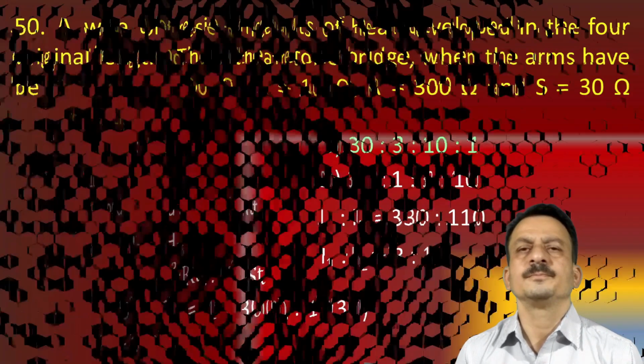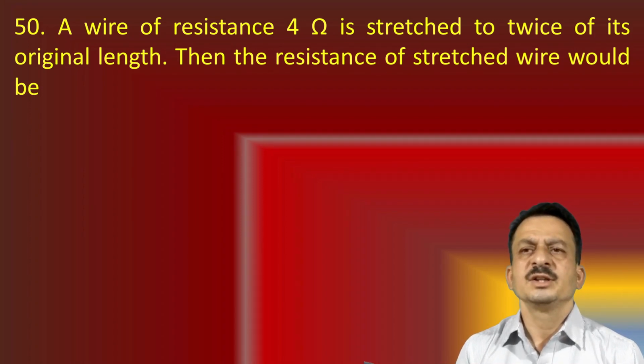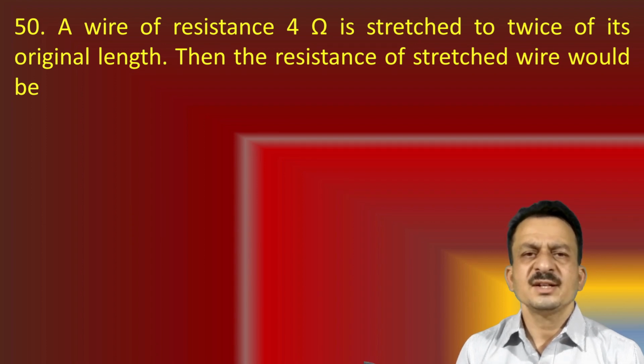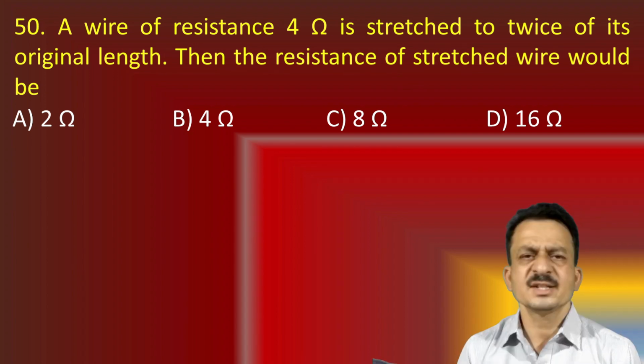Next problem. A wire of resistance 4 ohm is stretched to twice of its original length. Once again, the simple problem. Then the resistance of the stretched wire is, now length is doubled, that is n is equal to 2. The options: A 2 ohm, B 4 ohm, C 8 ohm, D 16 ohm.